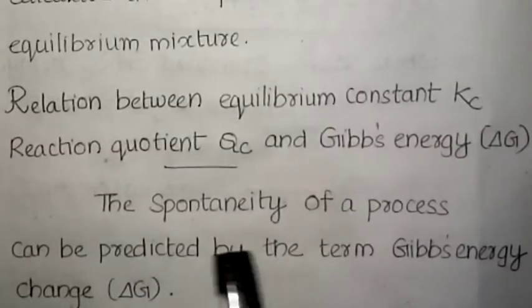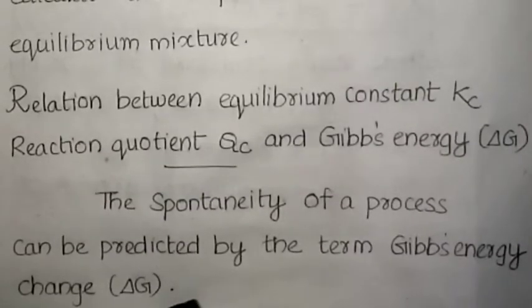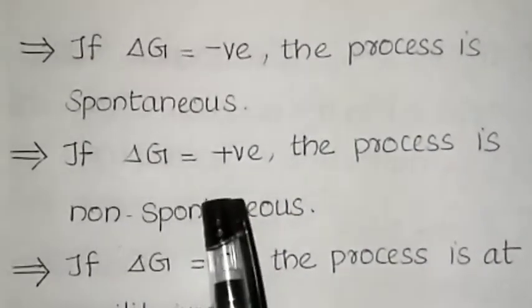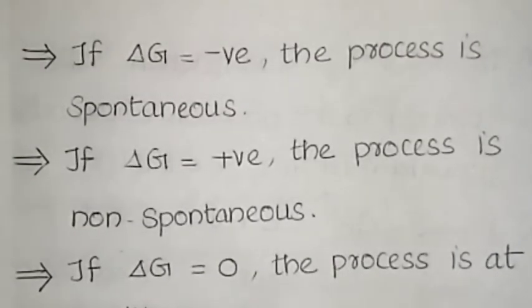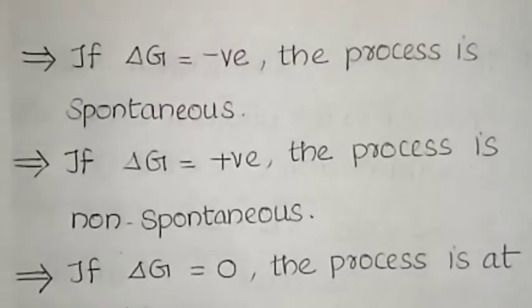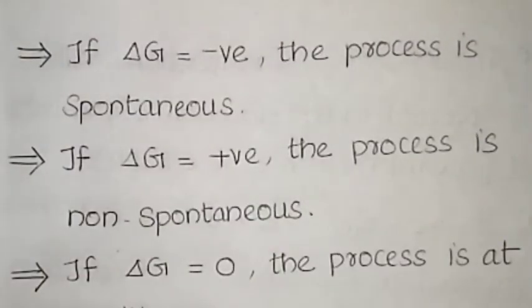The spontaneity of a process can be predicted by the term Gibbs energy change, delta G. If delta G is negative, the process is spontaneous, meaning there is no need of an external agency for that process to occur. If delta G is positive, the process is non-spontaneous. If delta G is 0, then the process is at equilibrium.